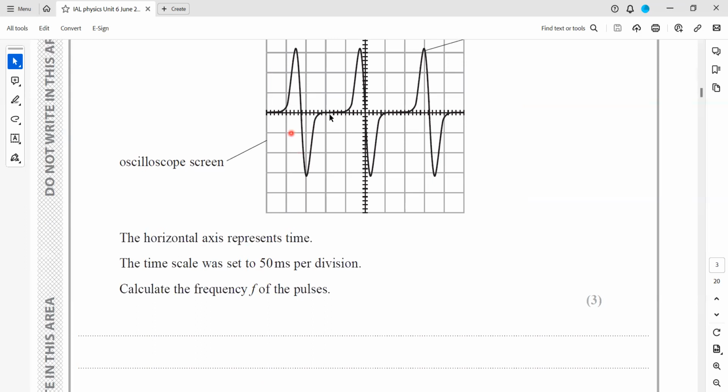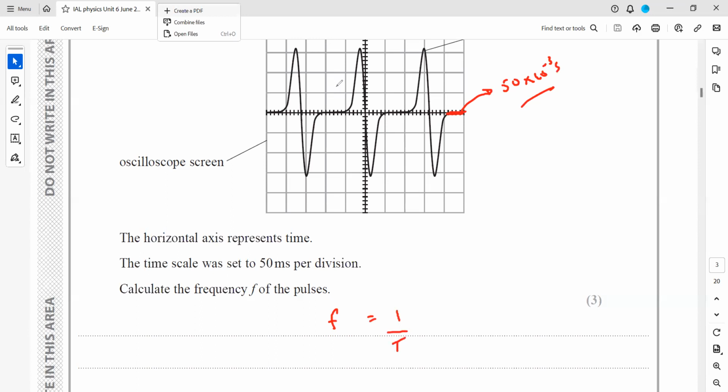The horizontal axis is the time axis, and the time scale was set to 50 milliseconds per division. That means one box is representing 50 milliseconds, so 50 × 10^-3 of a second. Calculate the frequency. If you want the frequency, frequency is the reciprocal of the time period.